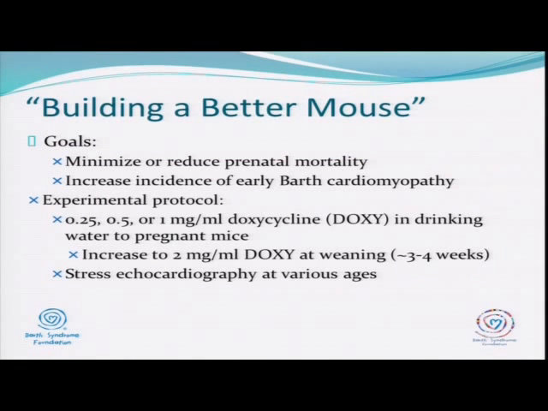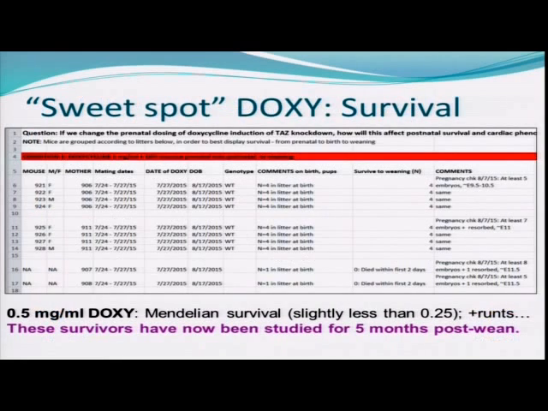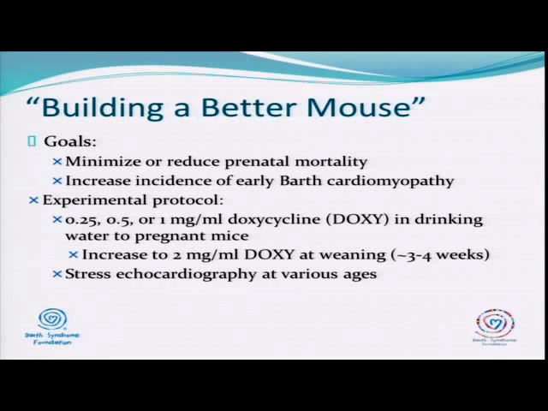So that's postnatal doxycycline, that's postnatal tafazzin knockdown, and because the cardiomyopathy is so mild, we thought, and this is work currently funded by the foundation, we were wondering if we could build a better mouse. Something that lies in between the universal prenatal lethality and this mild late onset adult cardiomyopathy. So we wanted to minimize that prenatal lethality, but we wanted to increase the incidence of an early Barth cardiomyopathy and just make it more dramatic, make it more overt.